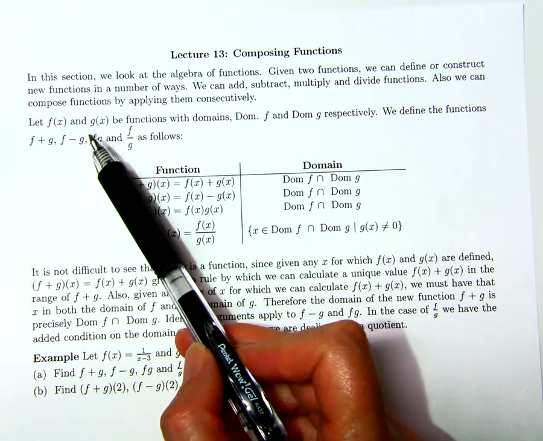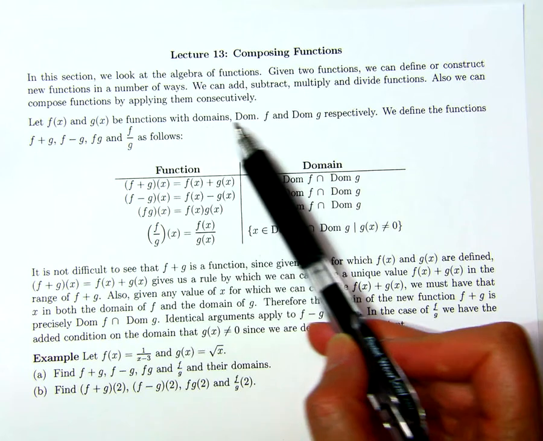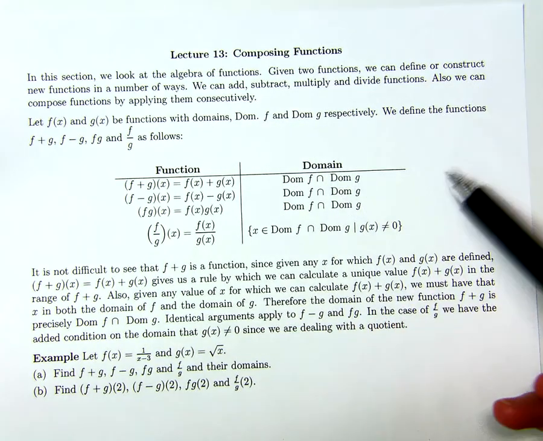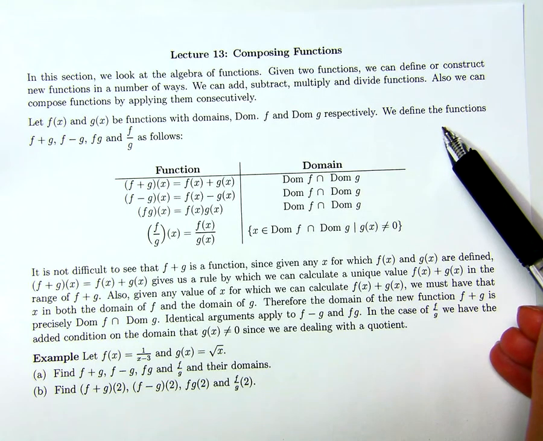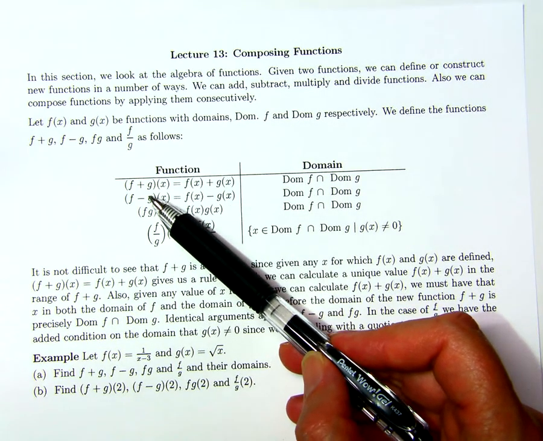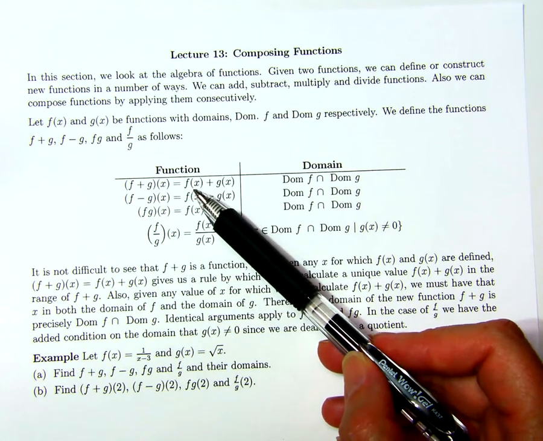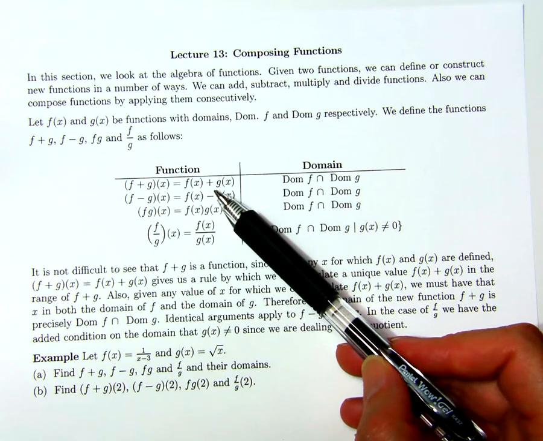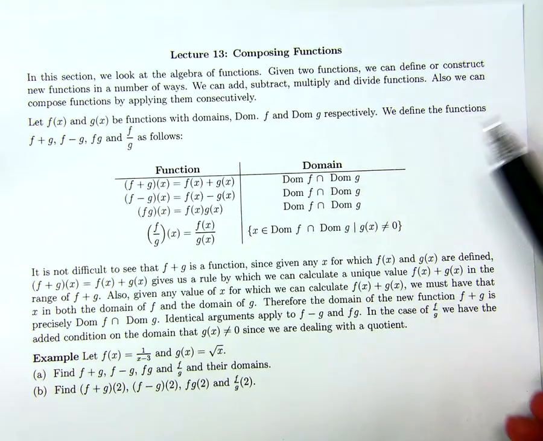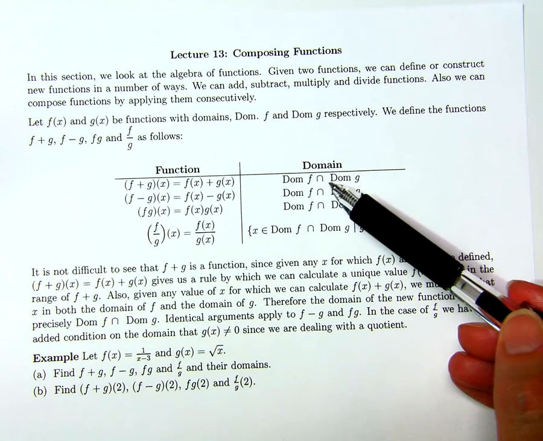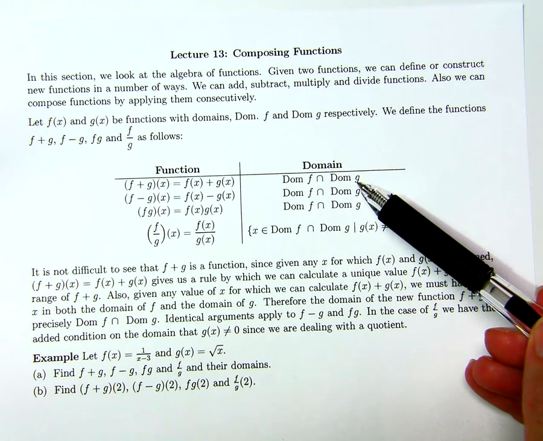If f of x and g of x are functions with domains, the domain of f and the domain of g respectively, then f plus g of x is a new function, and the formula for it is given by the sum of the formulas for f and g for any given value of x. And its domain is the domain of f intersected with the domain of g.